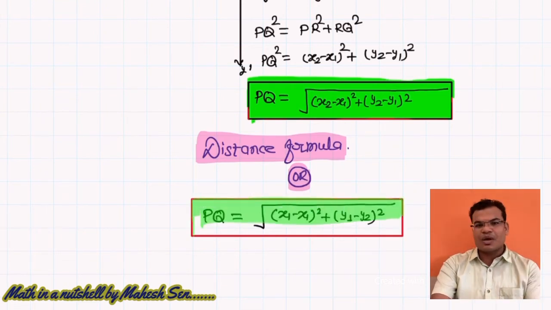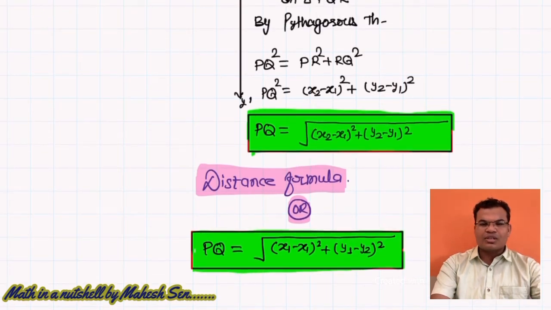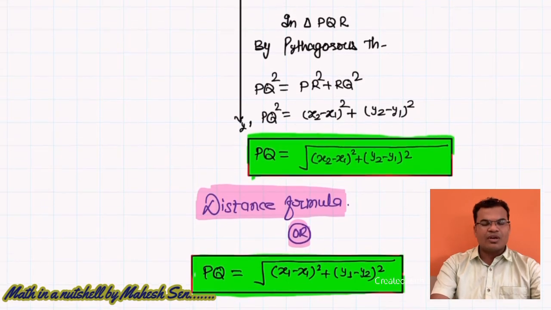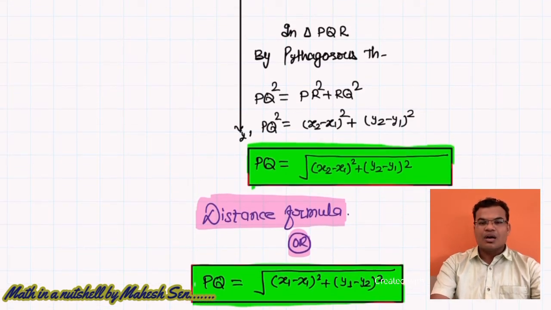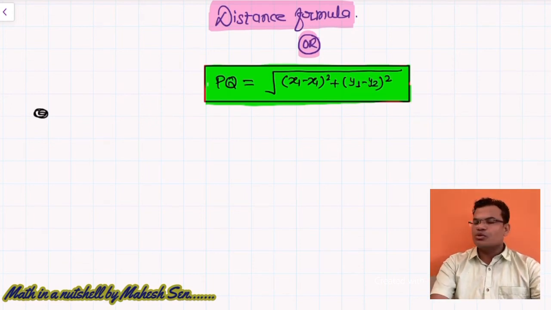If you apply this formula, both are the same, because in both cases only the order of x1, y1 and x2, y2 is different, but the square is on both sides. So whether you get a negative or positive value, you will get the same result. Minus 5 square is 25 and plus 5 square is also 25. So you can write x2 minus x1 or x1 minus x2, there is no problem.